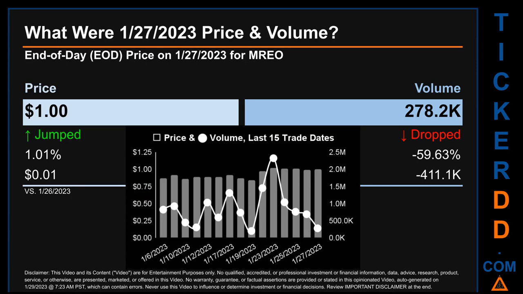The graph shows price and volume for the last 15 trade dates. Across a range of 18 cents, the max and minimum end-of-day price were respectively 1.02 and 0.84. Volume saw a range of 2.1 million, from a day low of 200.2 thousand to a day high of 2.3 million.